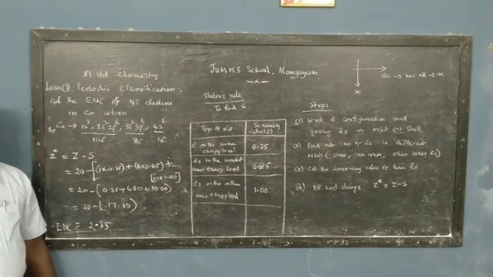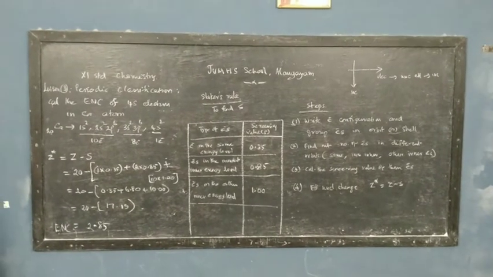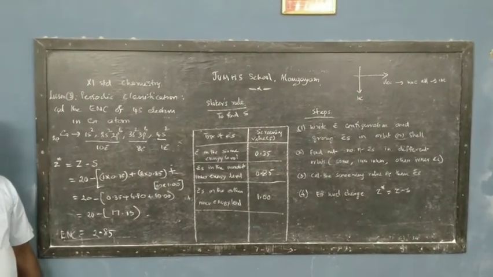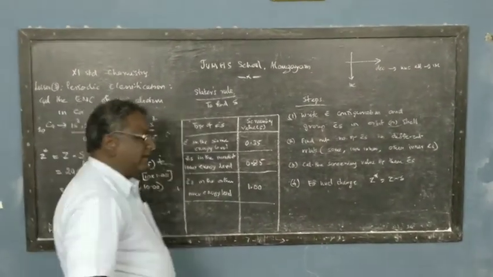Only 2.85. That is called effective nuclear charge. So this is how you should calculate. They'll ask small problems like this. They give any element, and they'll ask for any particular electron.